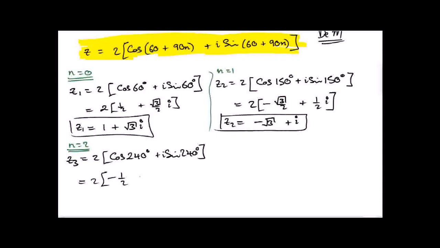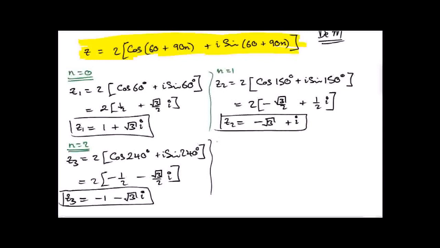And cos of that is minus a half. The sine of that is minus root 3 over 2. So that's minus 1 minus root 3 i. So there's my third root, z3. Okay? Now we go to the fourth root. n equals 3. So z4 is 2 into cos of what? 3 times 90 is 270. 270 plus 60 is 330. So cos 330 plus i sine 330.